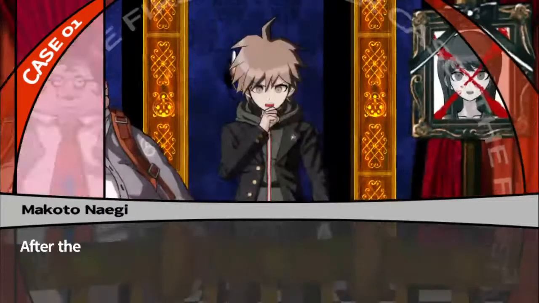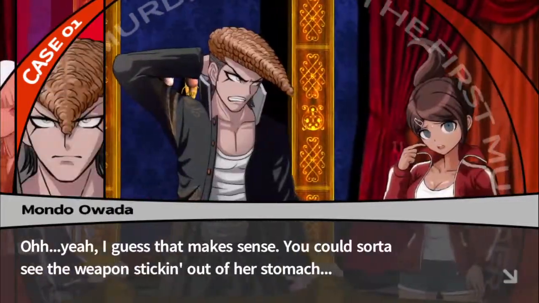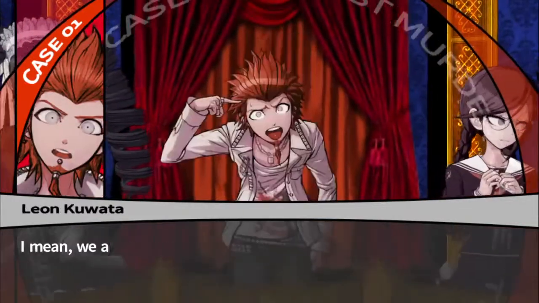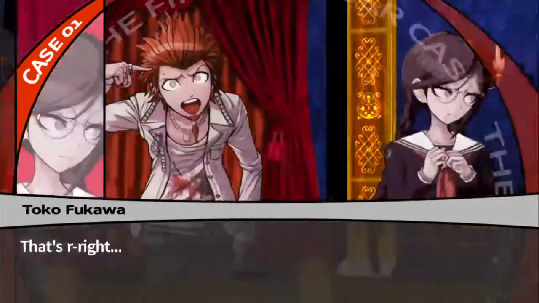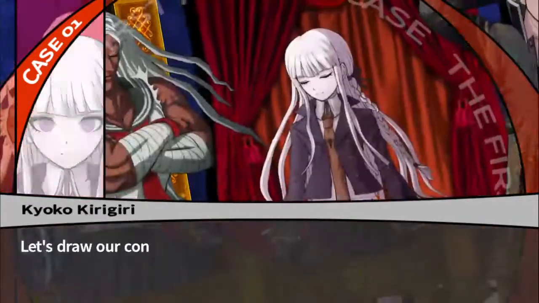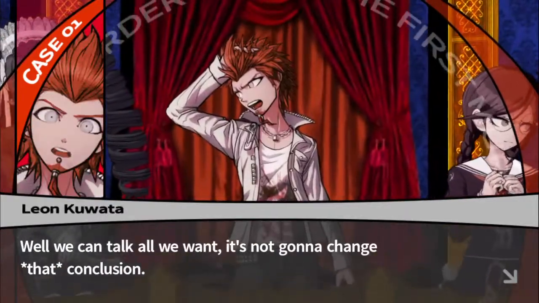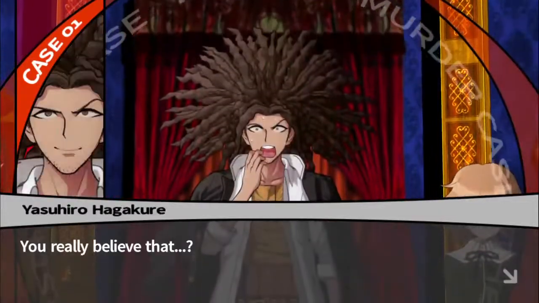Huh? After the murder. Which means that... Oh, yeah. And if you look real close... Okay, so the murder weapon was a kid. I mean, we all know Makoto killed her, right? That's right. Hold on. Let's draw our conclusions after we've presented. Well, we can talk all we want. It's not gonna change... I don't think that's true at all. I'm sure if we... You really believe that?